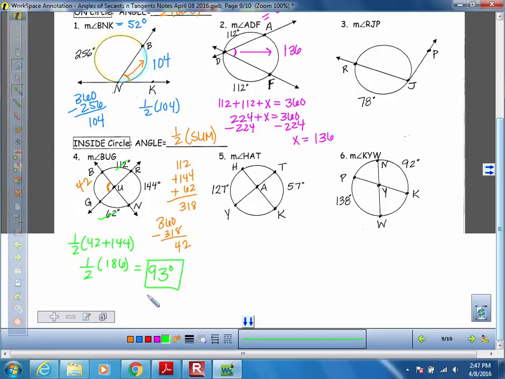Okay, let's look at 5. So in 5, we're finding measure HAT. So this angle right here. Now, we need 2 arc measures, right? We need this arc measure and this arc measure, but we're not given either one of them. So do y'all have a guess of how you would do that?